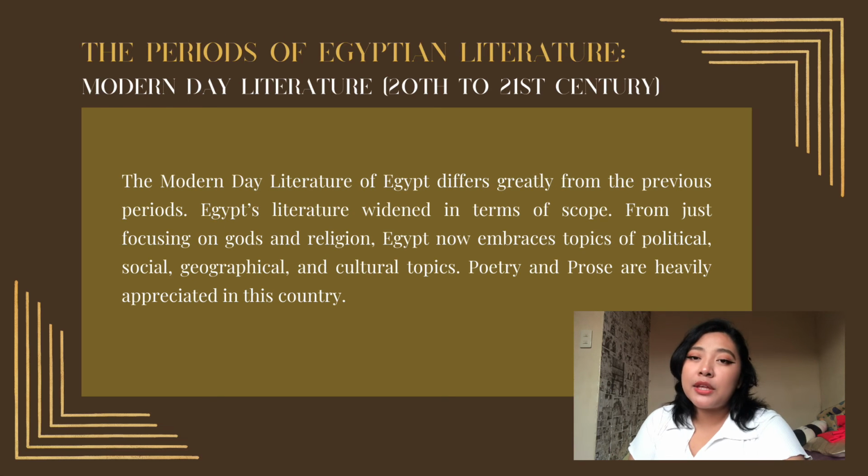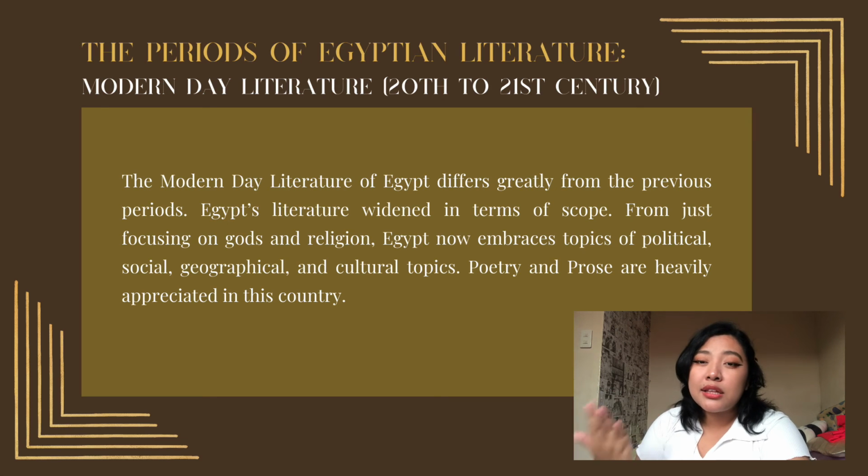Meaning to say, in terms of scope and what writers now do and embrace in terms of topics and forms of literature, Egyptian literature flourished greatly like other countries in the world. Meaning to say, we can now have papers and stories that tackle the political climate of Egypt. Unlike before, when we were very focused on gods and fictional stories about how they value loyalty and moral and ethical lessons coming from the gods.